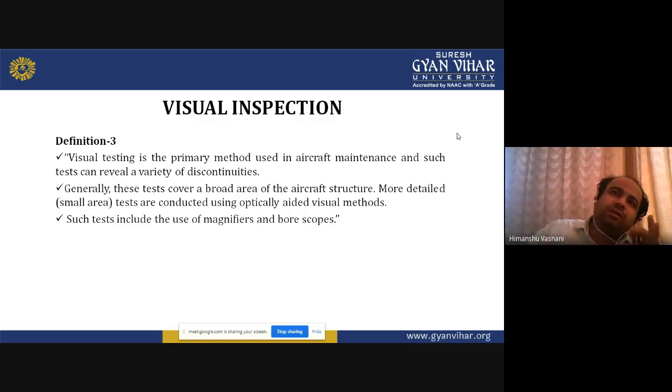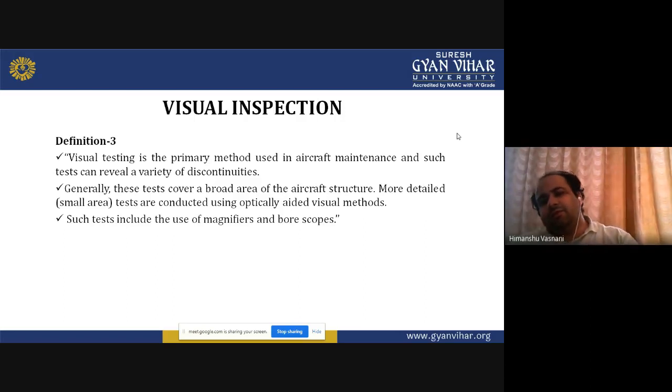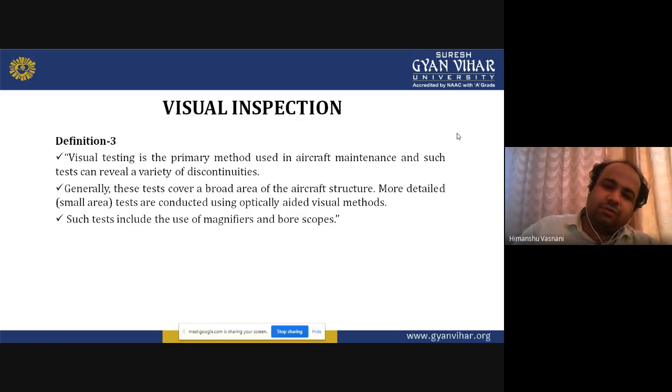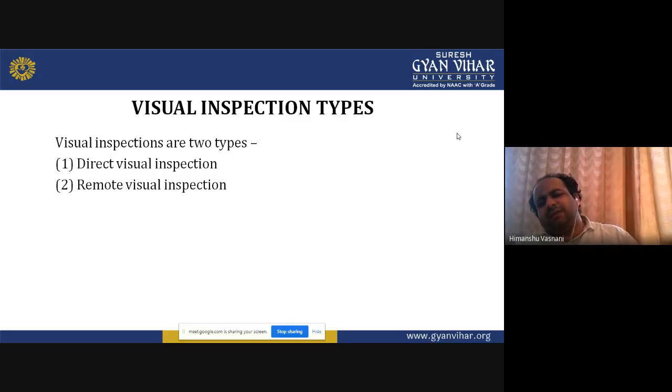But suppose you have large bodies, then they usually use magnifiers and borescopes. Magnifiers are used on the surface, and borescopes are used in detail inside, where magnifiers cannot be used. So in that case, if you want to go for visual inspection, they go for optically aided visual methods, and then they examine all the broader surface areas. This takes time. This is not a faster process. They go for it because these have larger areas.